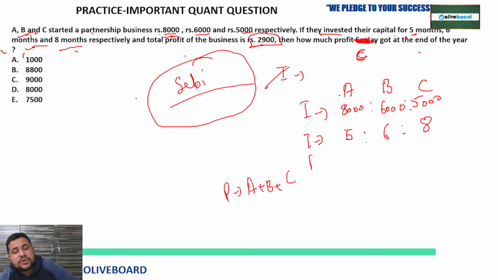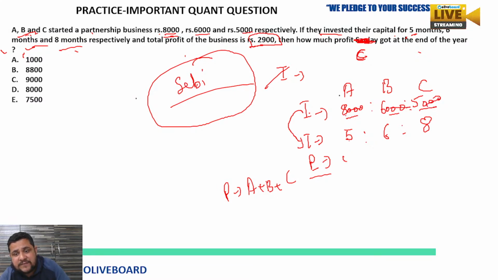Whenever you have to find out the profit ratio, because we don't have any idea about the profit, how will you find it? It is equal to the investment multiplied by time. By multiplying the investment and time you can get the profit ratio. Just remember this. Now 8,000, 6,000 and 5,000 are there. You can remove these three zeros, they will be cancelled in the ratio.